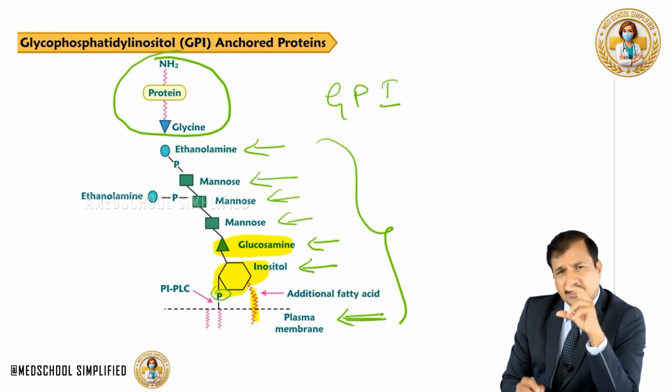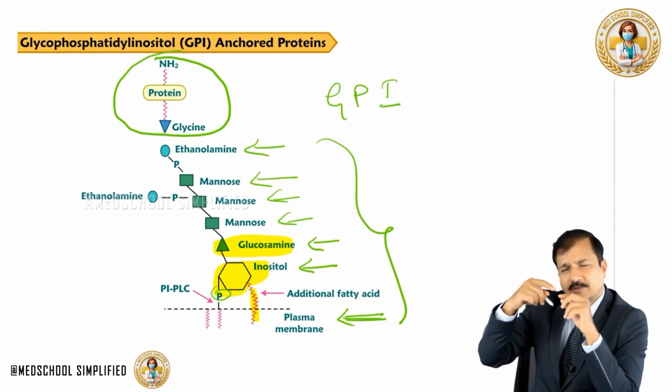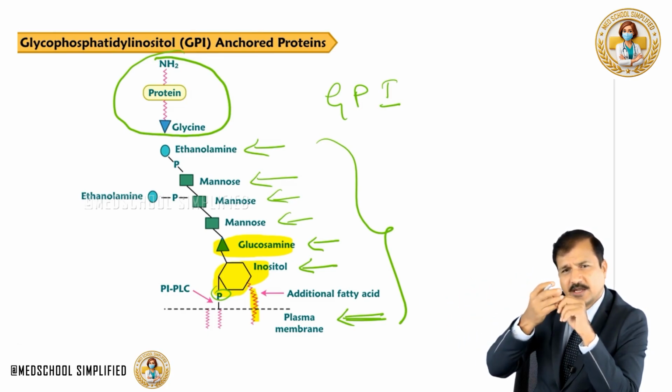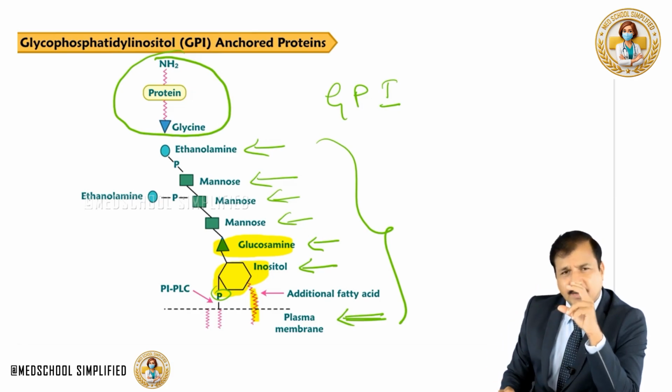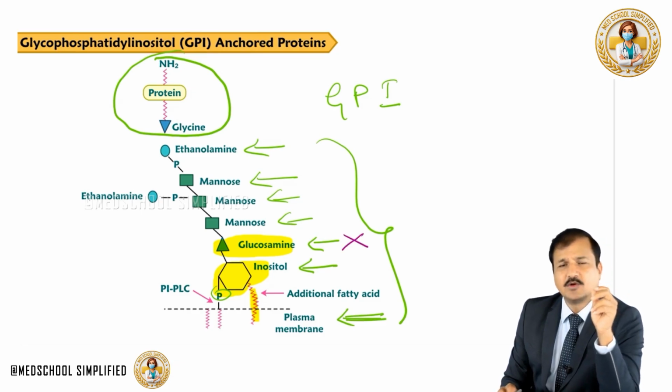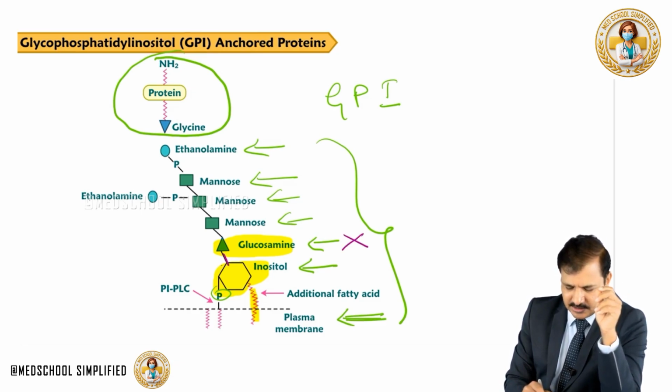So that means each and every thing here needs to be added sequentially, done by special enzymes which are bringing it, right? So, in paroxysmal nocturnal hemoglobinuria, what happens is, the enzyme that is bringing glucosamine to be attached to this inositol will be defective.